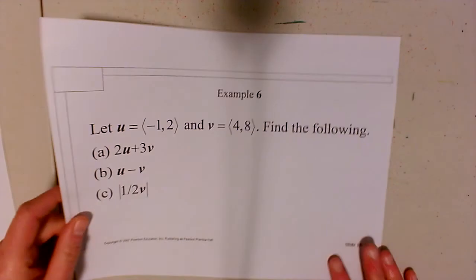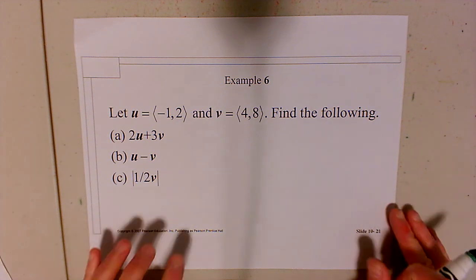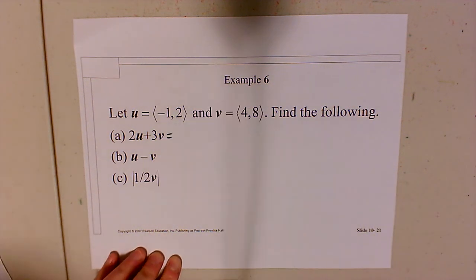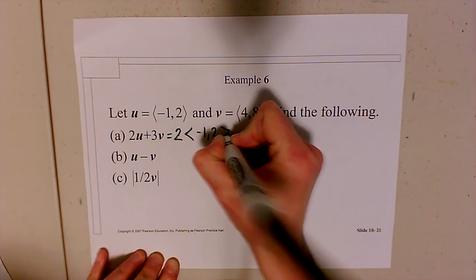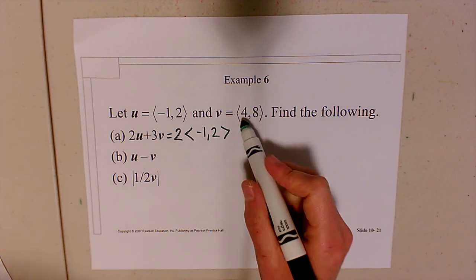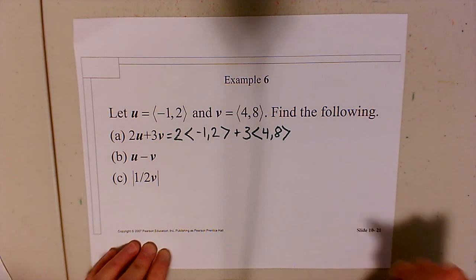So now we have some examples where we can do the operations on these vectors. This takes us to example 6. We have vector u is -1, 2, v is 4, 8, and we've got to find these. For part A, you can start off by thinking we're going to have 2 multiplied by the vector -1, 2, and then we're going to take our vector v and multiply that by 3, so we'll have 3 times the vector 4, 8.